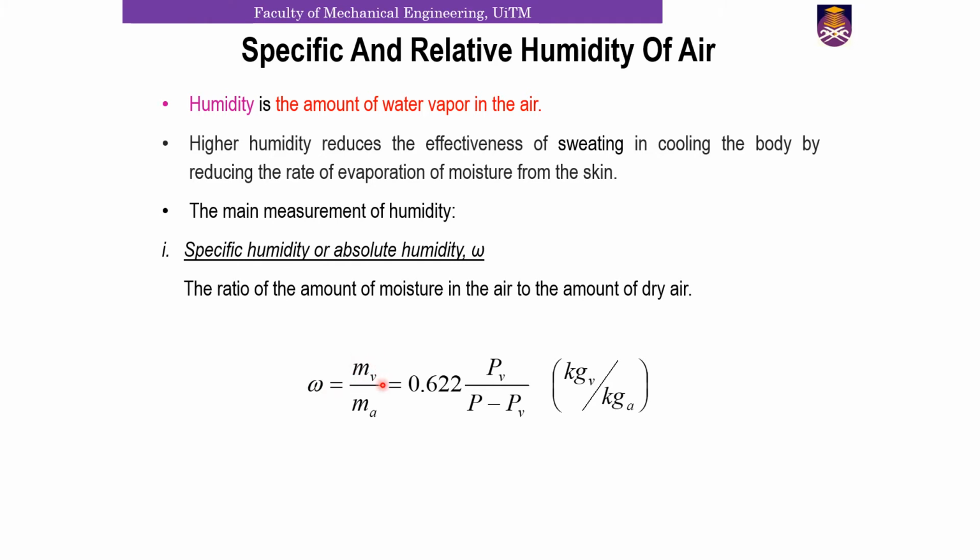Omega equals 0.622 times the partial pressure of water vapor, divided by P, the total pressure, minus the partial pressure of water vapor. As you can see here, there are no units for omega, but we quantify it in terms of kilograms of moisture per kilogram of dry air. So specific humidity is always specified in kilograms of water moisture to kilograms of dry air. The unit is kilogram of H2O divided by kilogram of dry air.